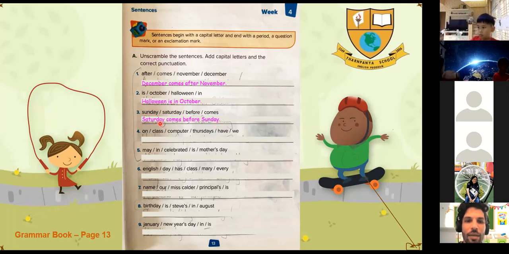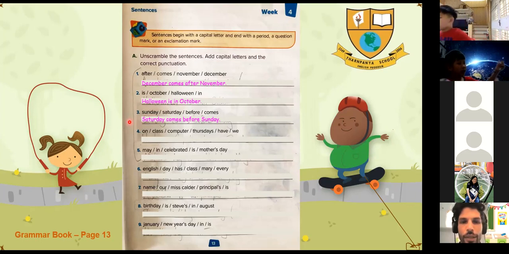We use a full stop. Saturday comes before Sunday. And we use a full stop at the end of the sentence. Not finished. Okay, I'm going to wait for everyone to finish here. Then we will continue with the next.